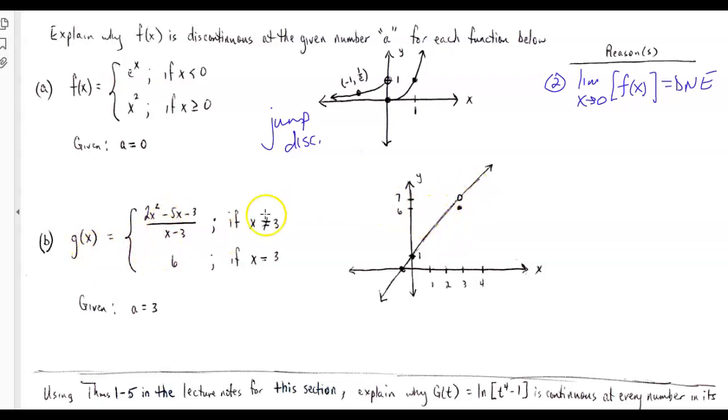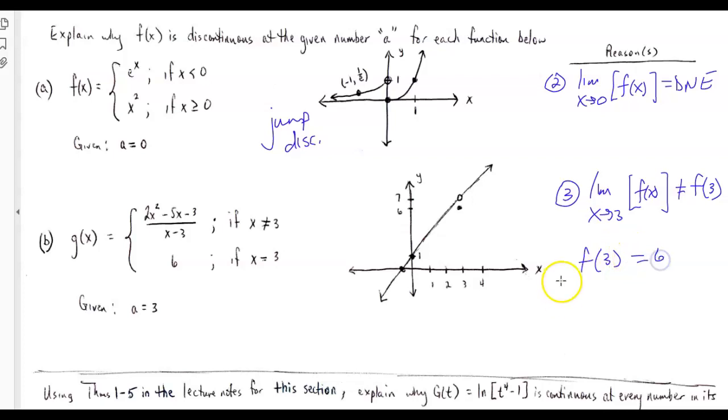We've drawn it here, and we see at x equals 3, and we just say a is 3 here. The problem here is that criterion number 3 is violated, which is that the limit of our function as x approaches 3 from both the left and the right does not equal what f of 3 is. To be specific, f of 3 is equal to 6, but the limit of our function as x approaches 3 from both the left and the right is equal to 7.